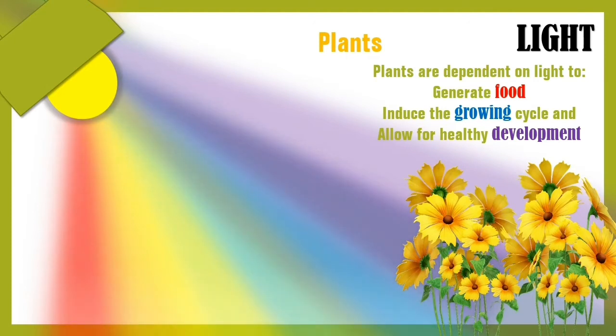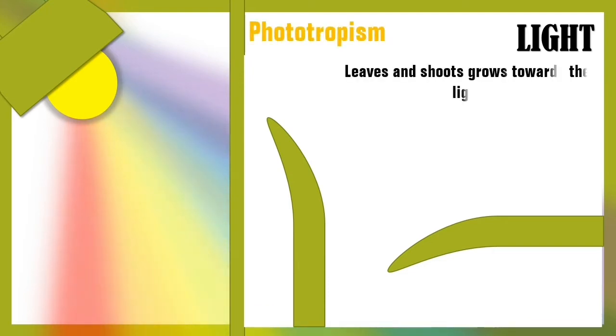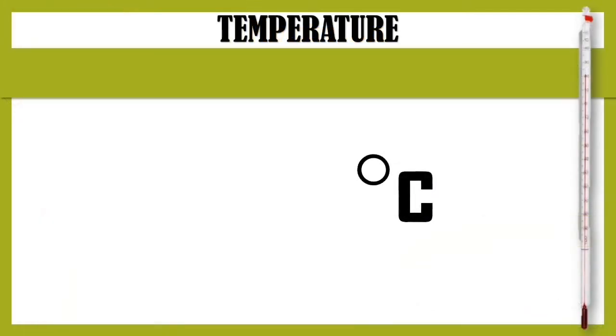Phototropism is one way a plant can maximize its exposure to sunlight. And because plants need sunlight to make food, this is an important survival tactic. Roots have a tendency to be negative phototropic, growing away from the source of light, while shoots are positive phototropic, growing towards the source of light.